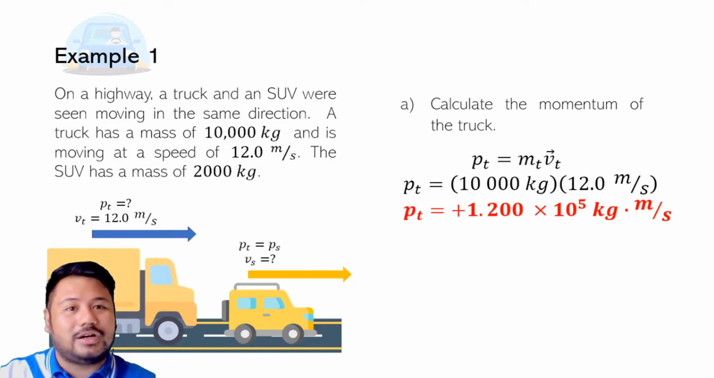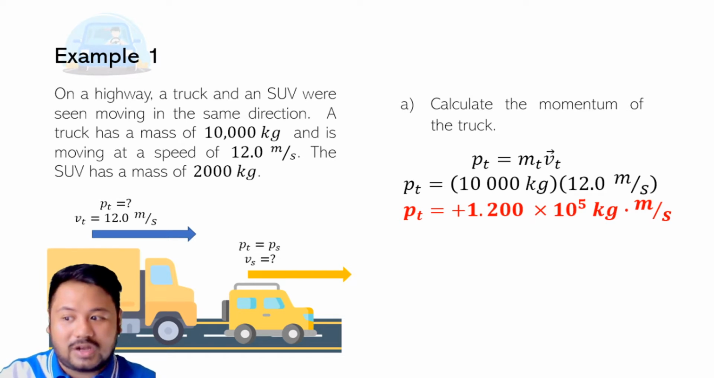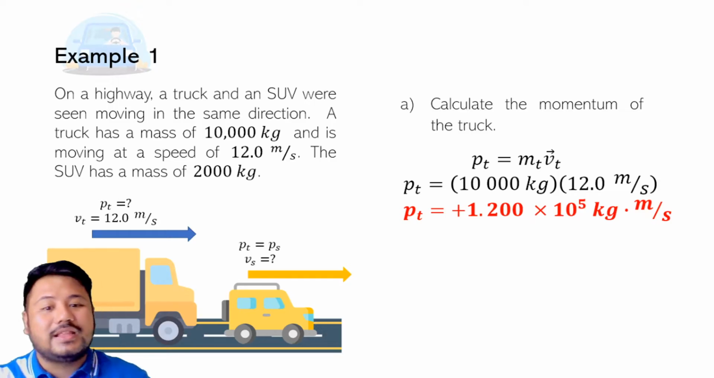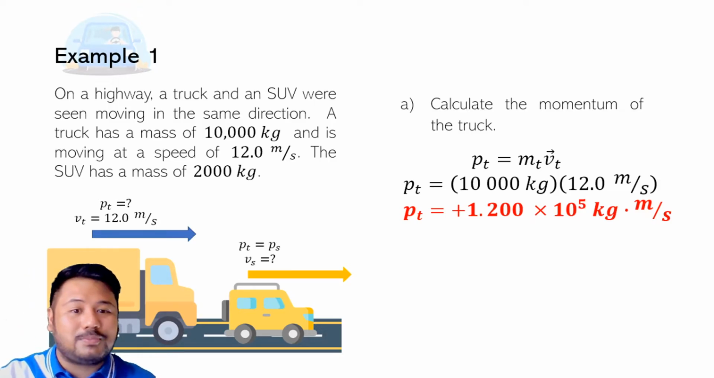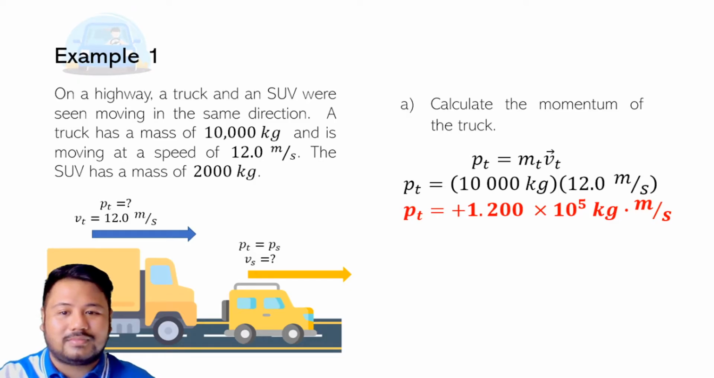And we note that the truck is moving towards the positive x direction. Hence, we have the velocity positive 12 meters per second. We now have the momentum of the truck, that is positive 1.200 times 10 raised to 5 kilogram meters per second. The magnitude of the truck's momentum is 1.200 times 10 raised to 5 kilogram meters per second.